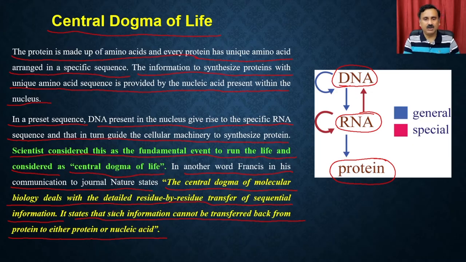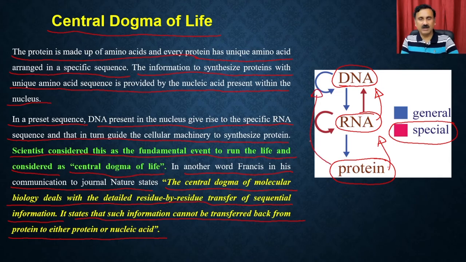It says that it deals with the residue-by-residue transfer of sequential information, which means you have a residue of DNA which is going to synthesize the RNA, and then it is also going to synthesize the protein. What he also says is that the reversal is not possible, which means from the protein you cannot synthesize the RNA, and from the RNA you cannot synthesize the DNA. We know now that this is not true, right? Under special circumstances, you can synthesize DNA from RNA, and also RNA or DNA from protein. You are going to see that when we discuss more about the central dogma of life.